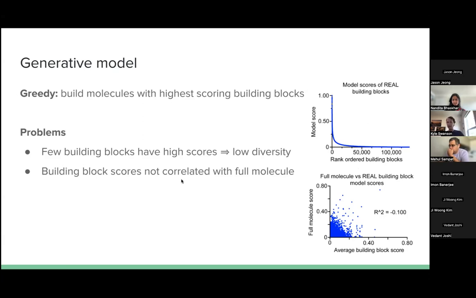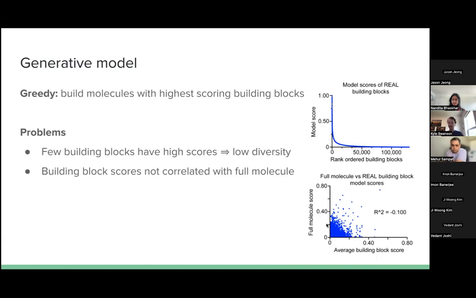And then the other limitation we saw is that even if your building block has strong potential for antibiotic efficacy, that doesn't necessarily mean that the full molecule that contains that building block will also have antibiotic efficacy. And so that's what we're trying to show over here, where on the x-axis you can show, or maybe start with the y-axis.